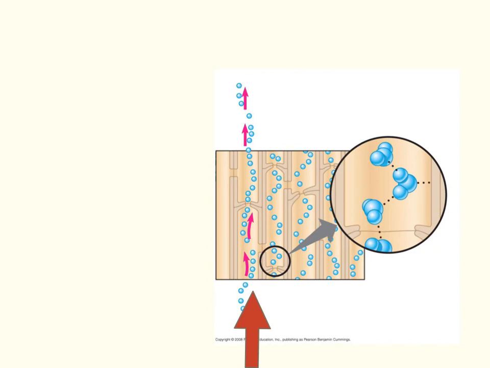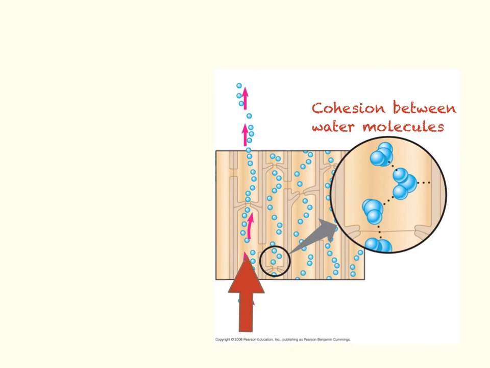Also contributing to the ascent of the xylem sap is the cohesive forces between water molecules. This allows for a continuous thread of water to be pulled up the entire length of the xylem.